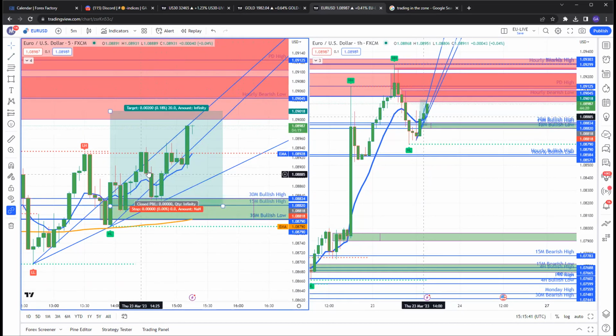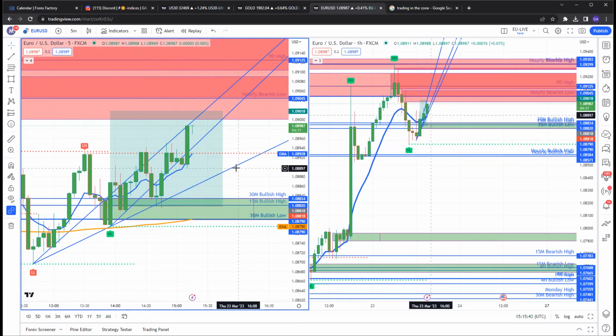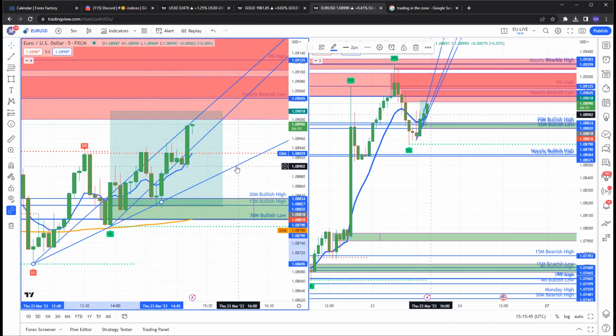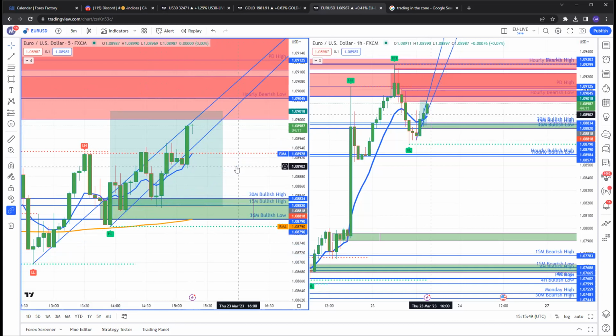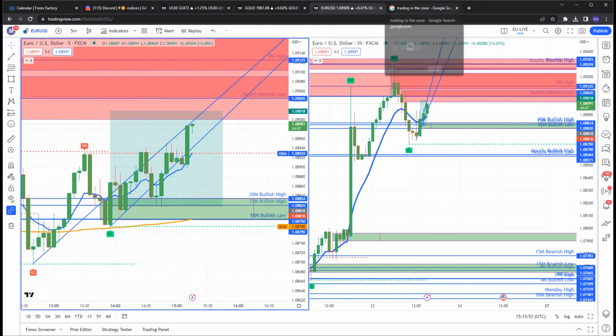So for me, yeah, this zone right here, I consider it a channel and not a trend line. It started off as a trend line, right? But because price cut through it so many times, to me, that became a channel and not a trend line.